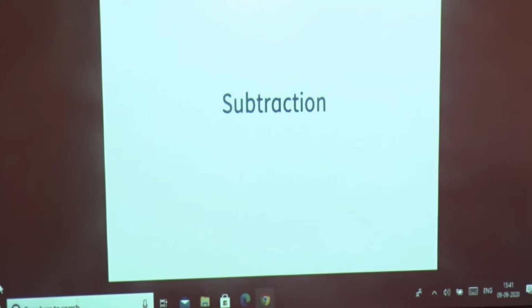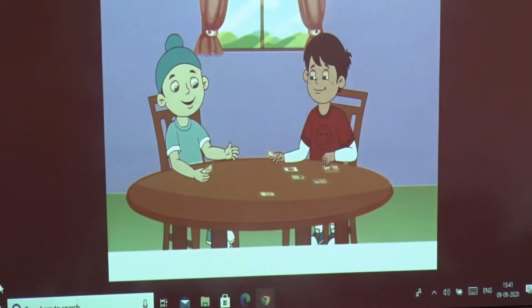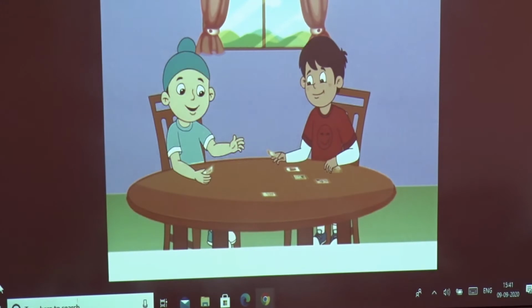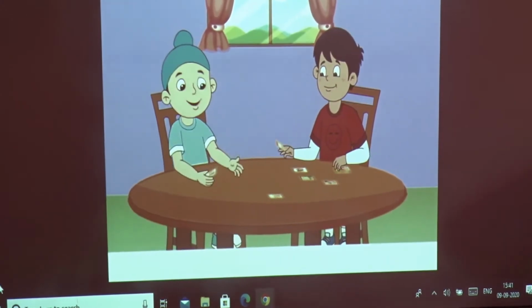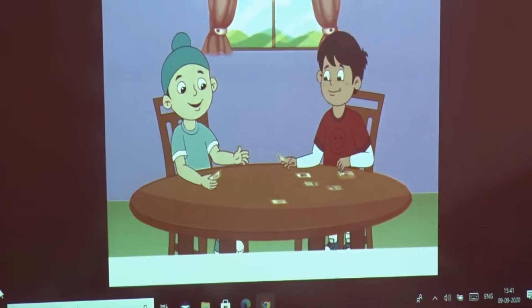What is meant by subtraction? Listen here. Let us learn about subtraction. Manjeet and Azhar are playing together. Azhar has a collection of stamps with him. Let us look at their conversation.